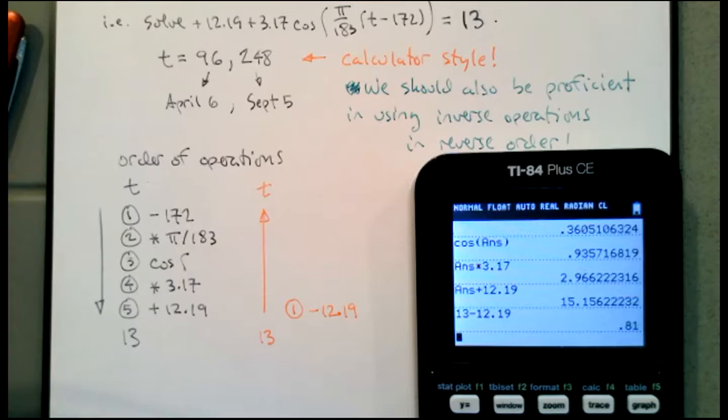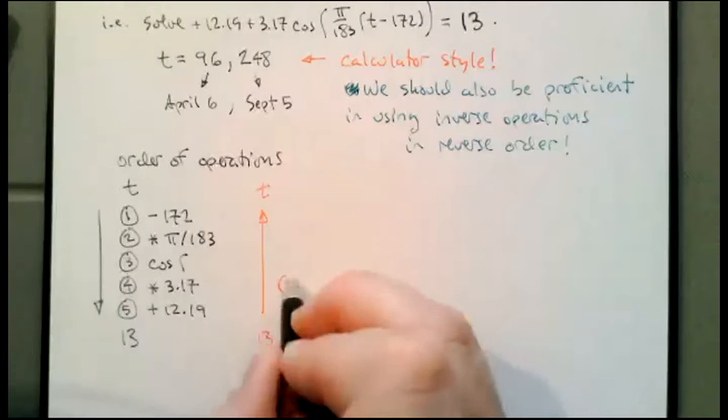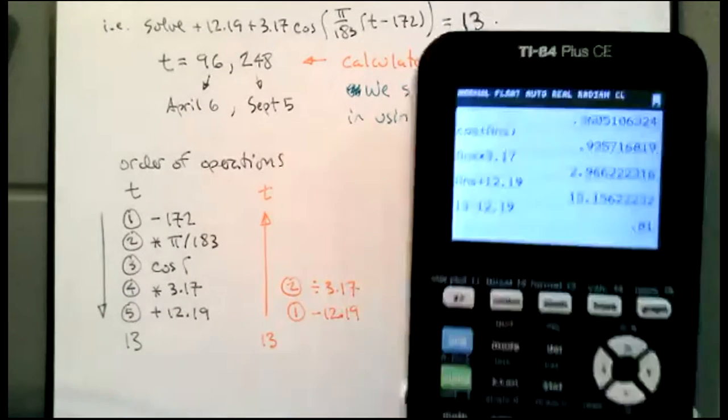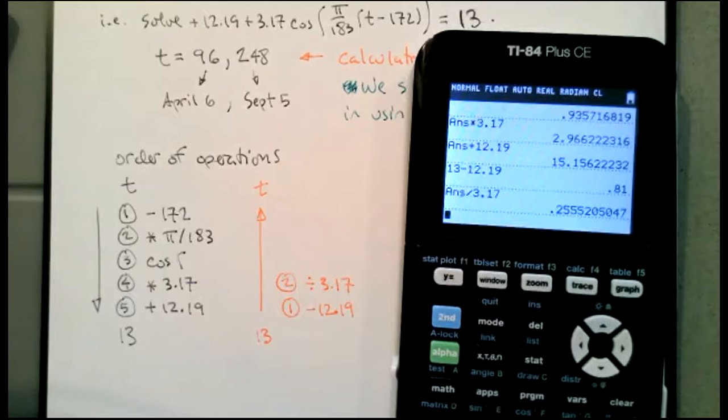So the first thing that we're going to do is undo the last thing that happened. So the last thing that happened in the function going forward is to add 12.19. So the first thing we do is undo that 12.19. 13 minus 12.19 is 0.81. The second to last thing that happened was we multiplied by 3.17. So now we're going to undo this by dividing by 3.17. So I'll just take my result, the 0.81, and divide by 3.17. That's 0.2555205047.